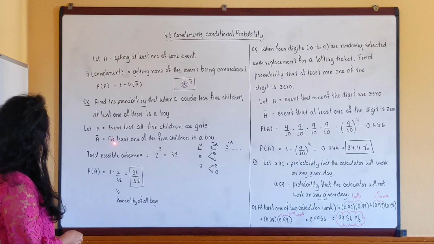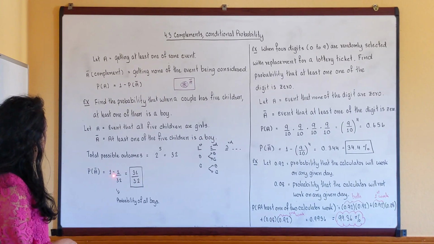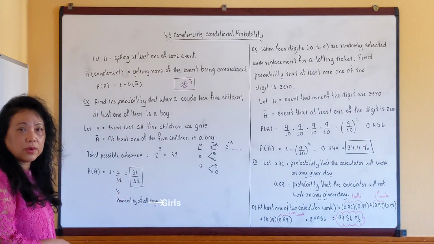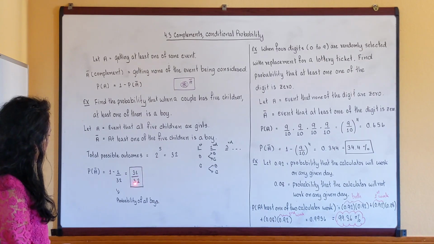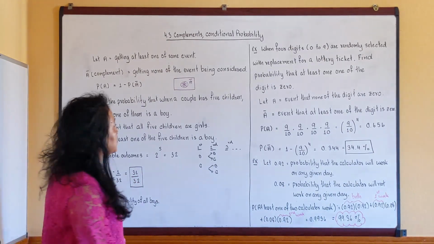So the probability of at least one of 5 children is a boy will be 1 minus the probability of all 5 children being girls, which is 31 over 32. Okay? So let's look at the next example.